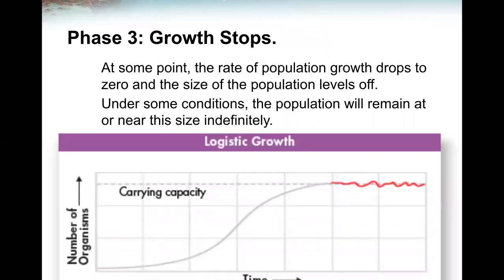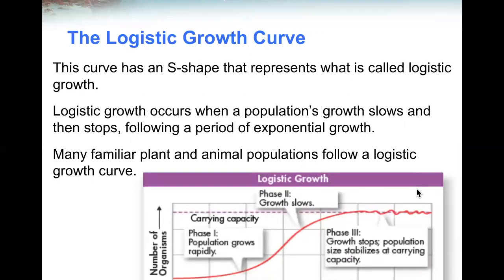And at some point, phase 3, growth stops. The rate of population growth drops to zero and the size of the population levels off. Under some circumstances, the population will remain at or near this size indefinitely. This curve is an S shape that represents what is called logistic growth. Logistic growth occurs when a population's growth slows and then stops, following a period of exponential growth. Many familiar plant and animal populations follow a logistic growth curve.